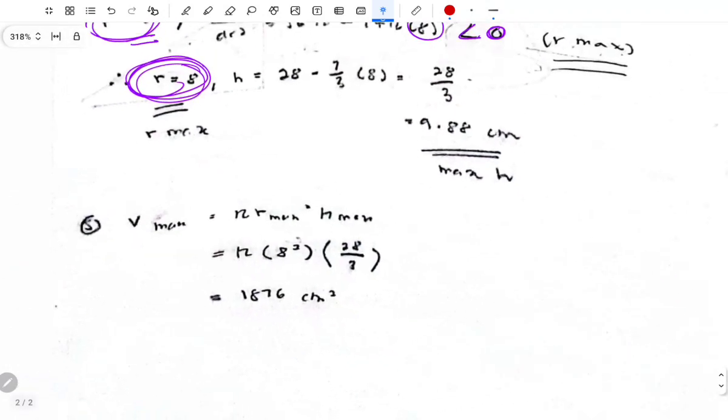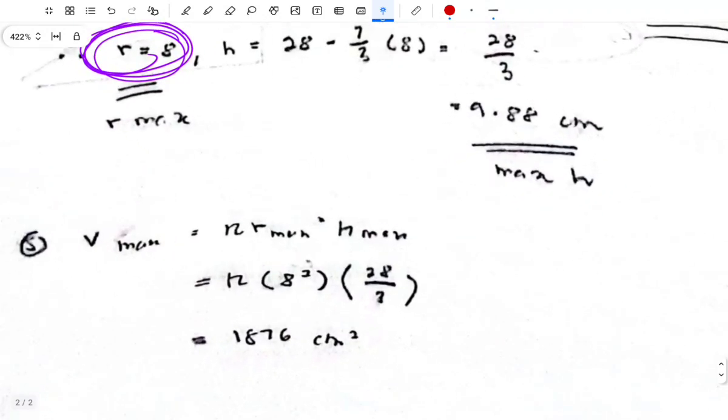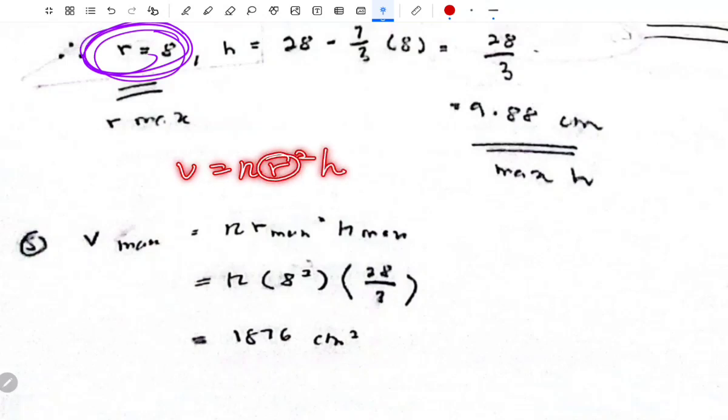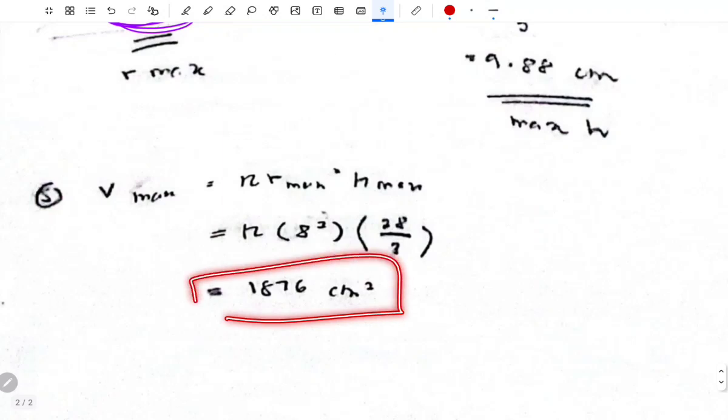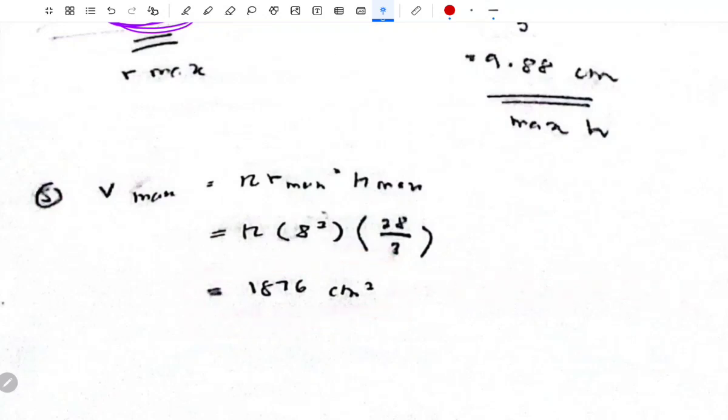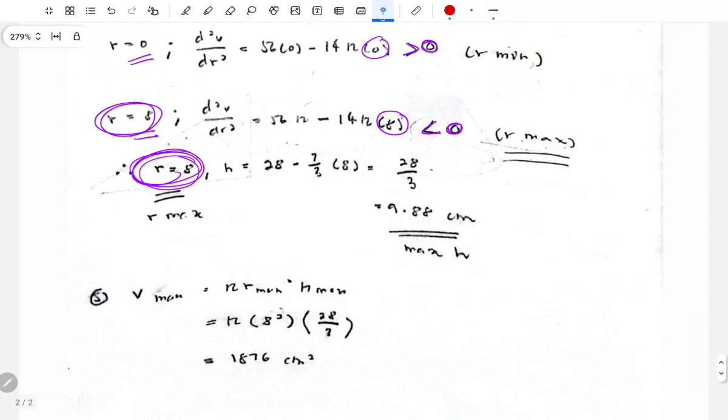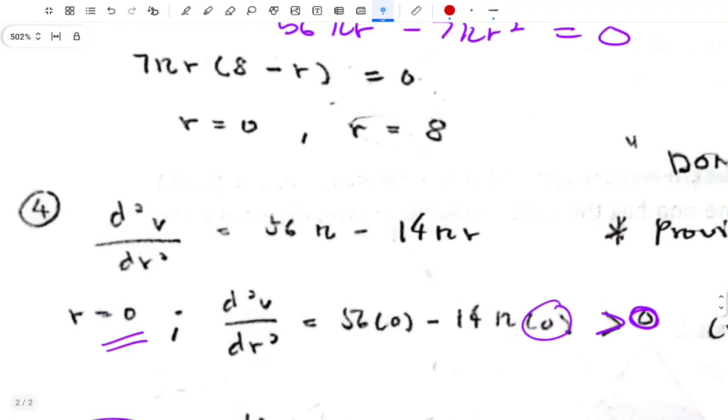Okay, so now what you are going to do next is V equal to pi r squared h. You are going to insert the r, and h is 9.88. So when you insert, you will get this volume. Then this volume is the maximum volume. Actually, this one is the old way I do it. Actually, I have another way that is more practical. I didn't really use this one.